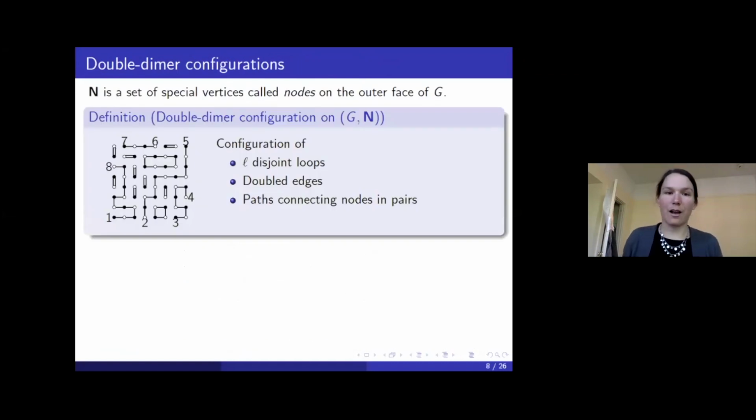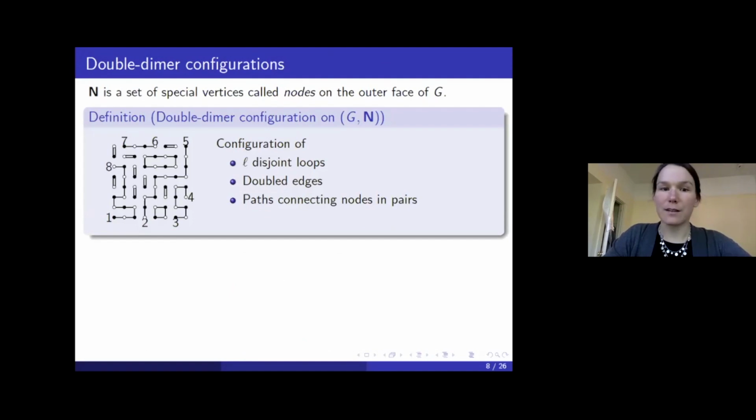So now we'll define a double dimer configuration. Again, G is a bipartite planar graph. And from here on out, all of our graphs are going to have a set of special vertices called nodes on the outer face. And then a double dimer configuration on a graph with a set of nodes that you've fixed is a subgraph of degree 2 at the internal vertices and degree 1 at the nodes, except for possibly having some doubled edges.